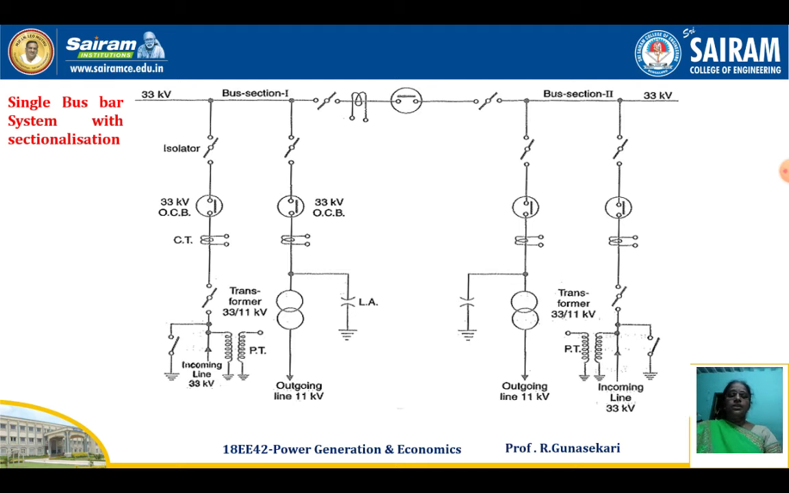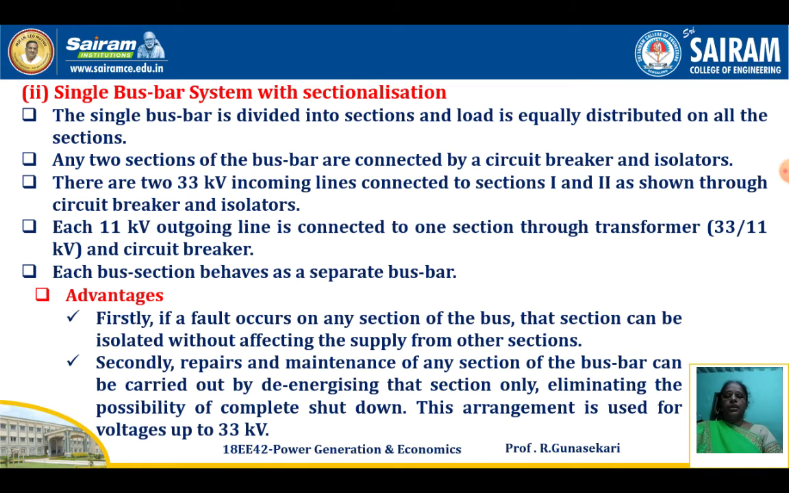On the left-hand side, one incoming line, one outgoing line. In between, what is there? Two isolators, one oil circuit breaker, and one current transformer symbol. Then we can draw the filament like that, that is the current transformer, and then the isolator symbol is also there, and then the circuit breaker. So the single bus bar system is divided into two sections, and that is called the single bus bar system with sectionalization.